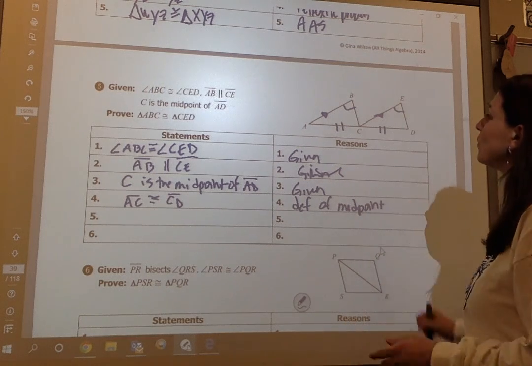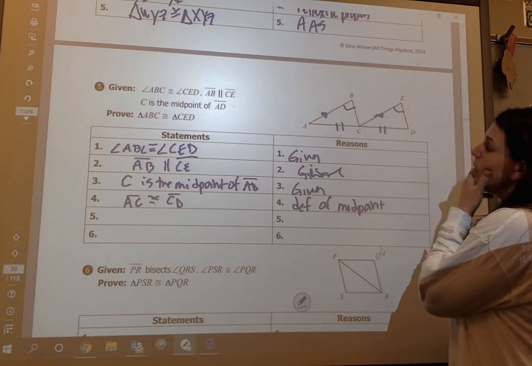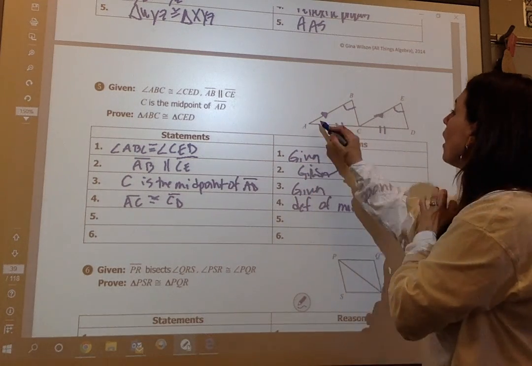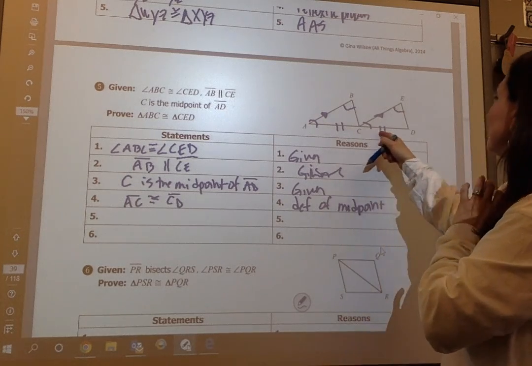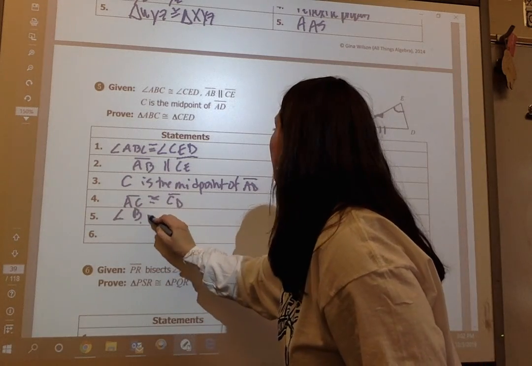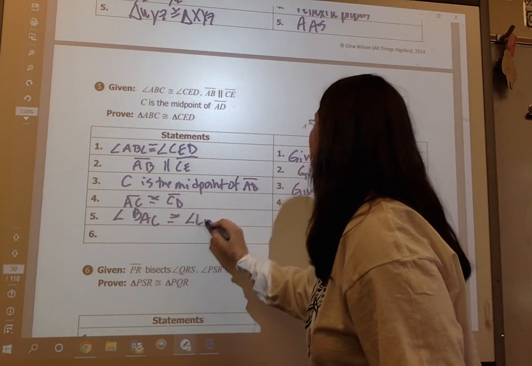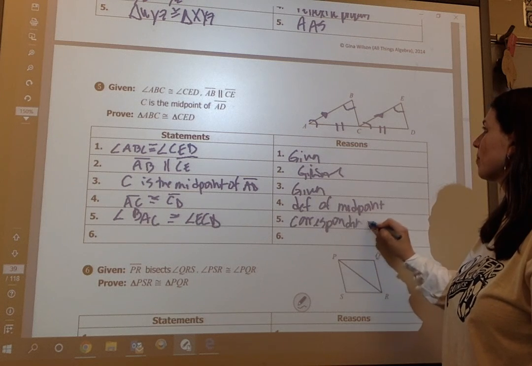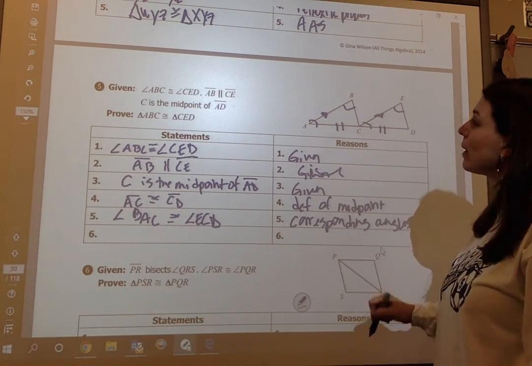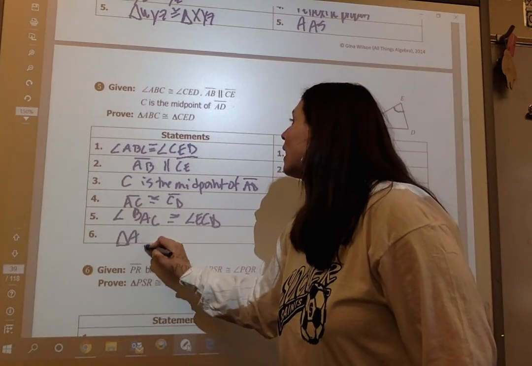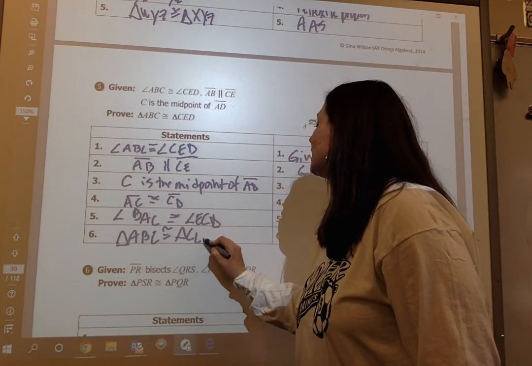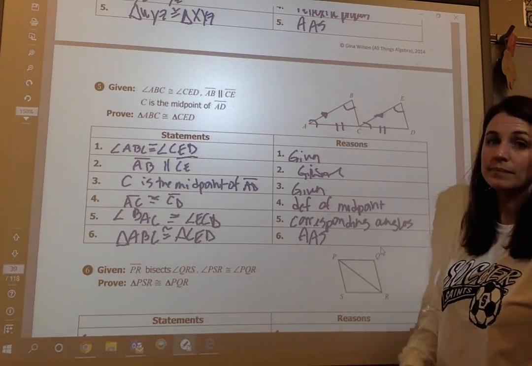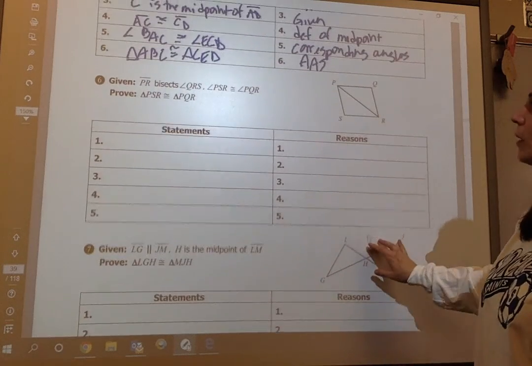I'm trying to prove these triangles congruent by angle, angle, side. So if these are parallel, cut by a transversal, I know that angle A is congruent to angle ECD. I know that angle BAC is congruent to angle ECD because of corresponding angles. And now I can make my Big Daddy statement that triangle ABC is congruent to triangle CED because of angle, angle, side. Voila.